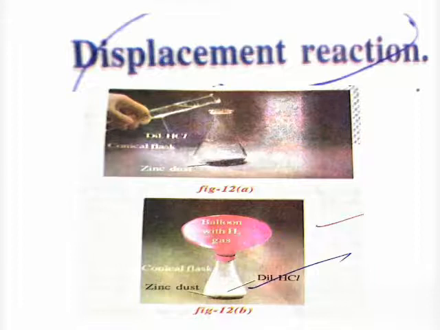Zinc is a metal, and it is more reactive than hydrogen. That's why it displaces the hydrogen from hydrochloric acid. Zinc plus hydrochloric acid gives ZnCl2 plus H2. H2 gas is liberated. So in the above reaction, the element zinc has displaced hydrogen from hydrochloric acid. This is the displacement reaction.